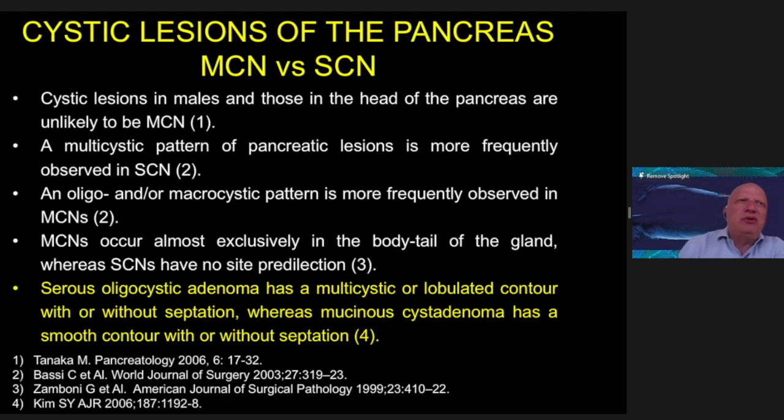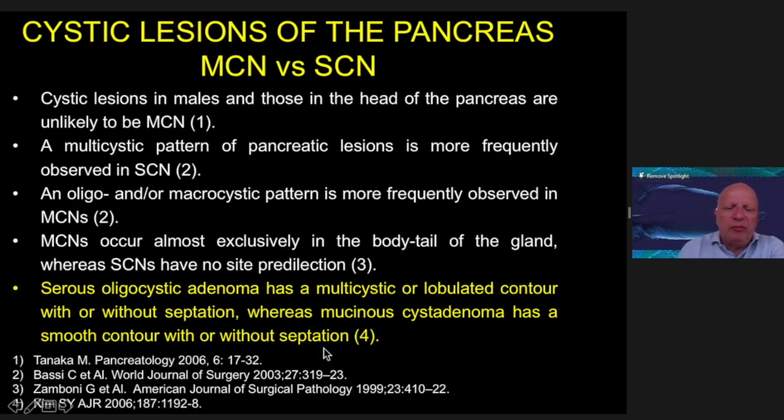And the most important features to make a correct diagnosis is that lesions in males in the head of the pancreas are very unlikely to be cystic neoplasm. A multicystic pattern is more frequent in serous cystic neoplasm, and oligocystic or macrocystic pattern is more frequent in mucinous cystic neoplasm. Mucinous cystic neoplasm occurs almost exclusively in the body and tail, whereas the serous cystic neoplasm has no site predilection.